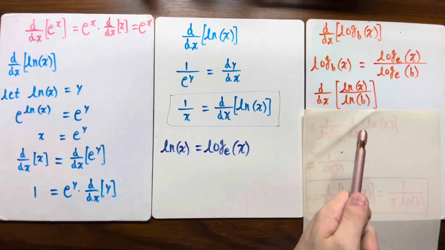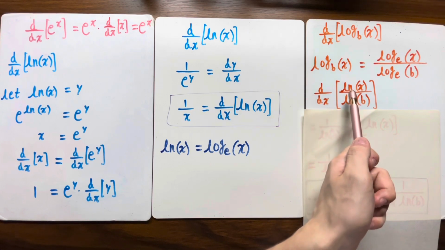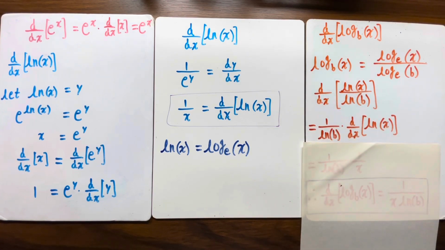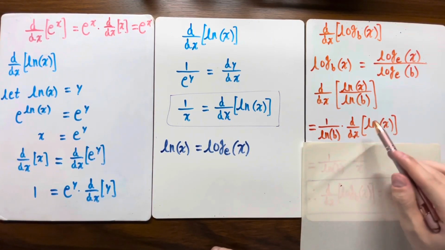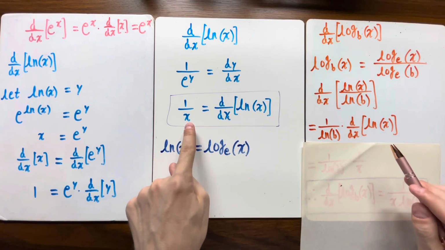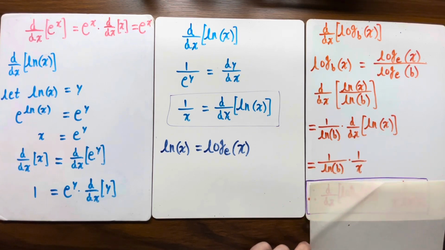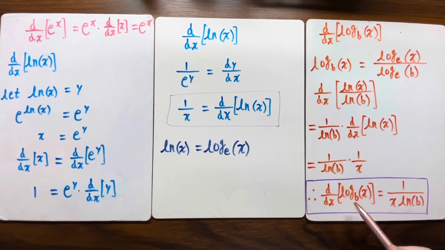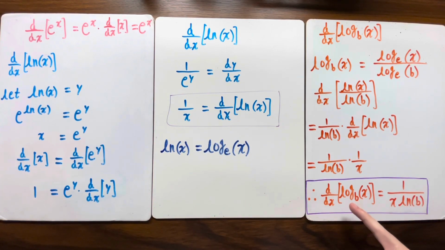So taking the derivative of this, we can factor out the constant 1 over ln of b and just get the derivative of ln of x with respect to x, like this. So we factored out the constant, and we kept the derivative of ln of x. But what is the derivative of ln of x? Well, we already know it's 1 over x. So this becomes 1 over ln of b times 1 over x. So we can say that the derivative of log base b of x is just 1 over x times ln of b, just by rearranging this. So in total, we have figured out the derivative of ln of x, or log base e of x, as well as the general log base b of x.